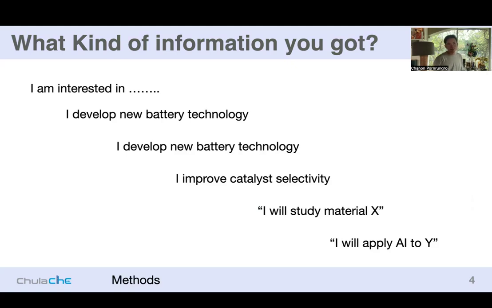I'm interested in new catalyst technologies. I develop new batteries. This is how most of us would answer, right? I improve catalyst selectivity. I study material X. I will apply AI to certain process, for example.